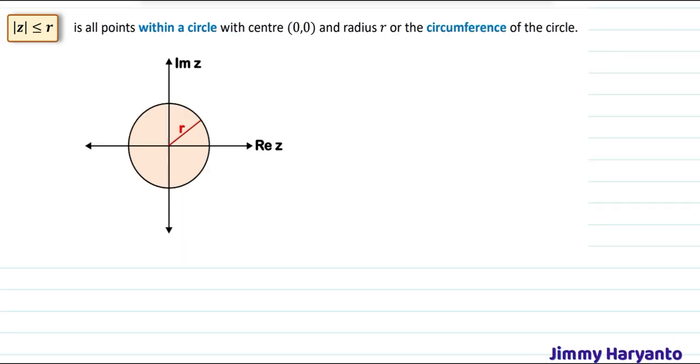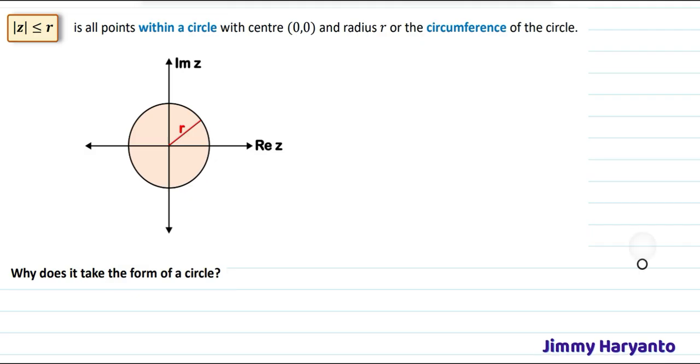And the next one is modulus z less than or equal to r. It means all points within a circle with center 0, 0, radius r, and also the circumference of the circle. So this locus is represented by a circle with a complete circumference, and you have to shade the inside of the circle. And then next is, why does it take the form of a circle?